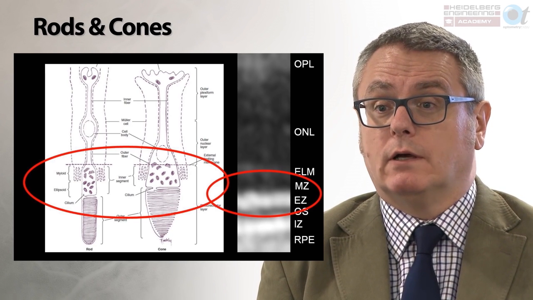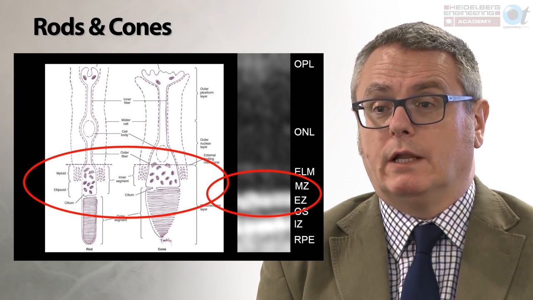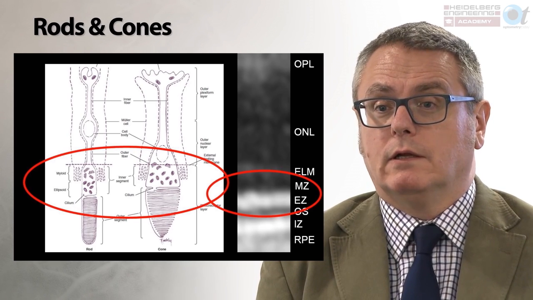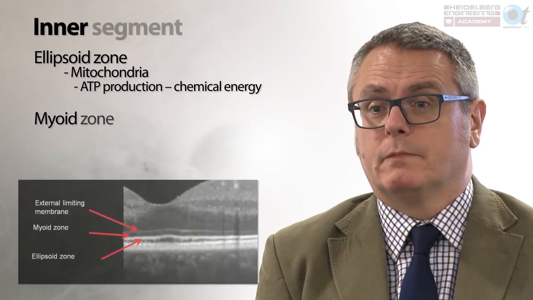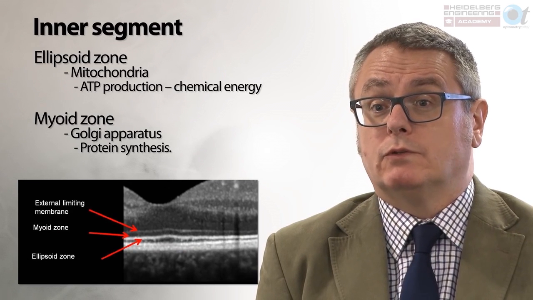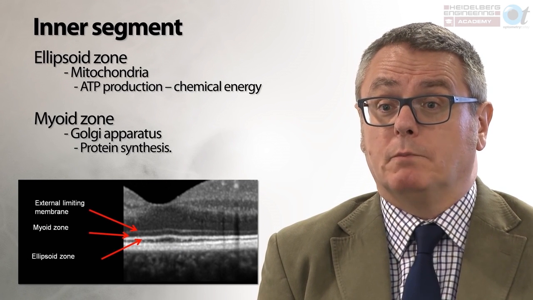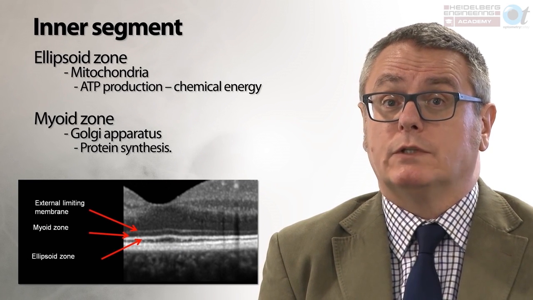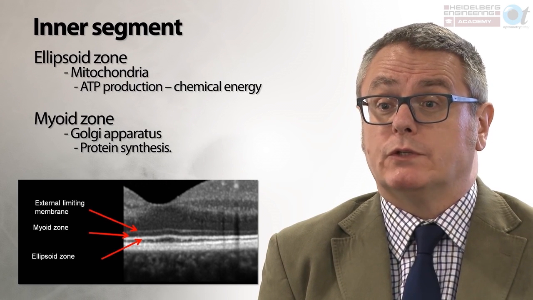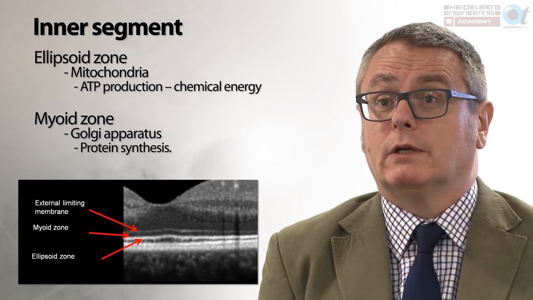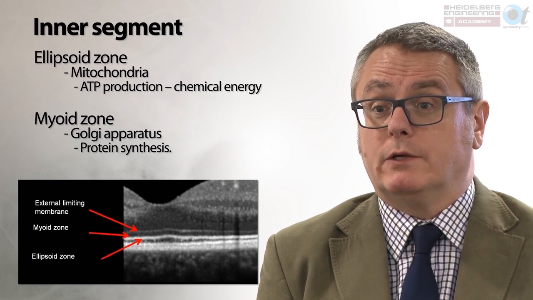The areas we're looking at are these two hyper and hyporeflective bands in the outer retina. The ellipsoid of the photoreceptors is responsible for chemical energy production, the myoid for protein synthesis, both of which are necessary for normal photoreceptor physiology. If the layers are disrupted, you can account for significant visual loss in a patient.